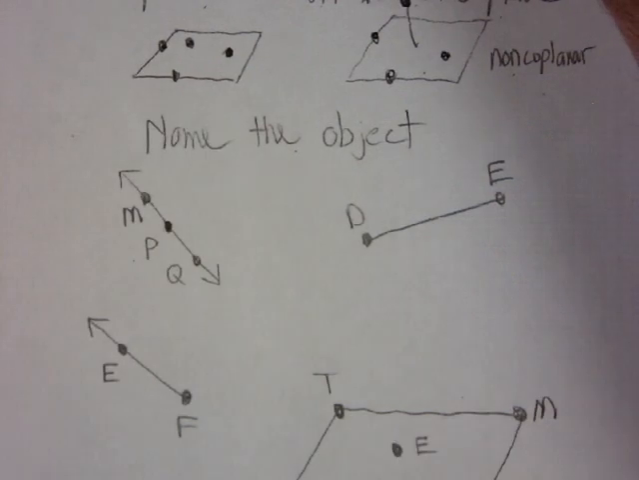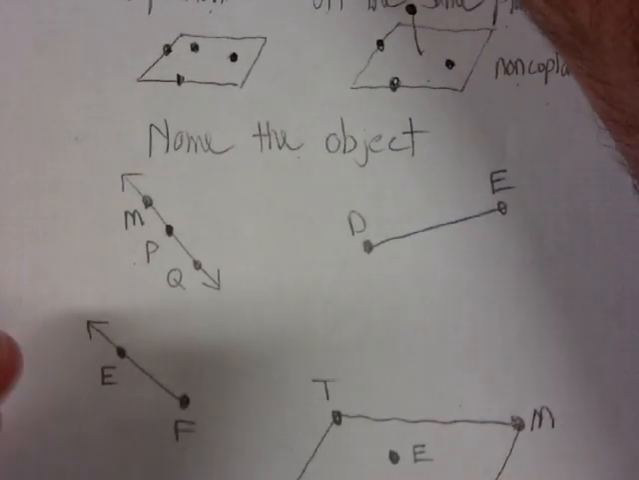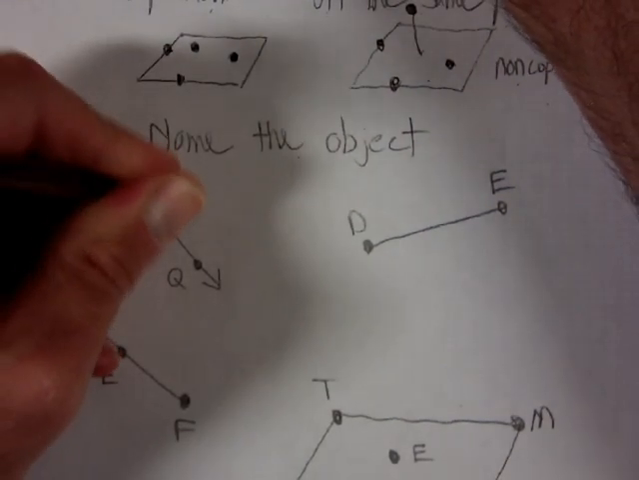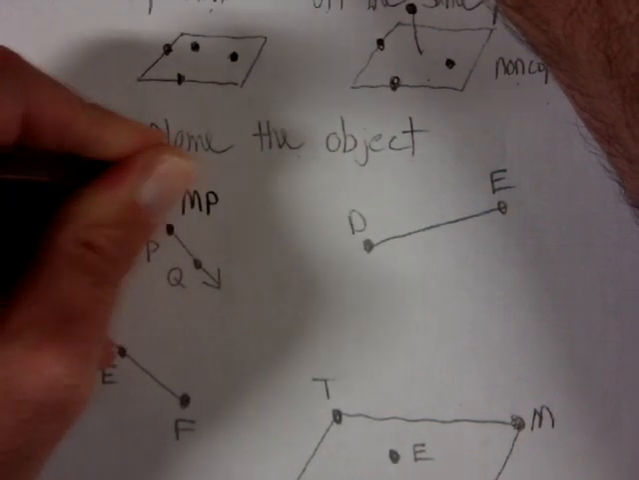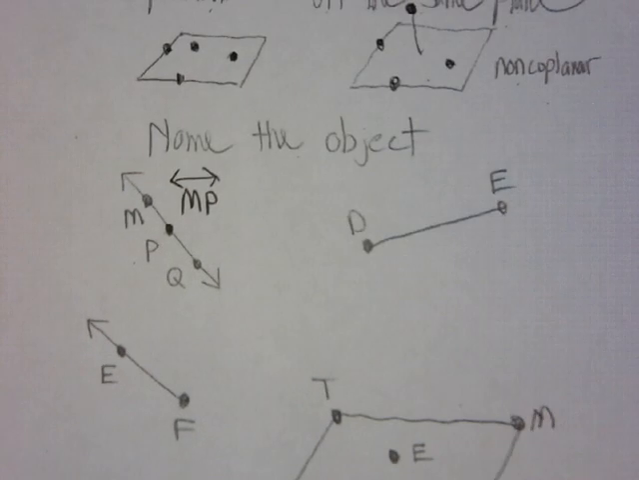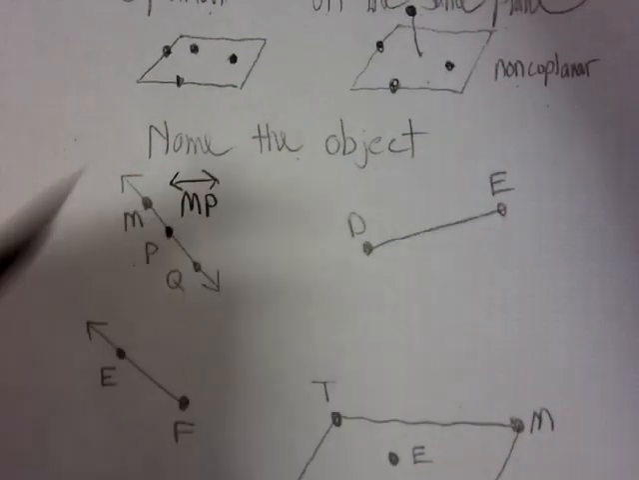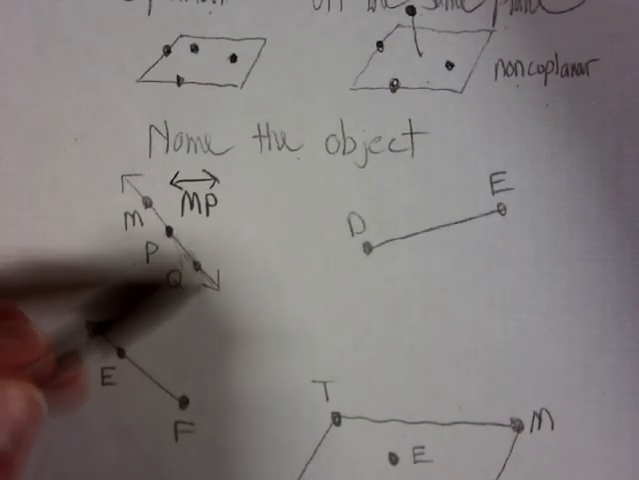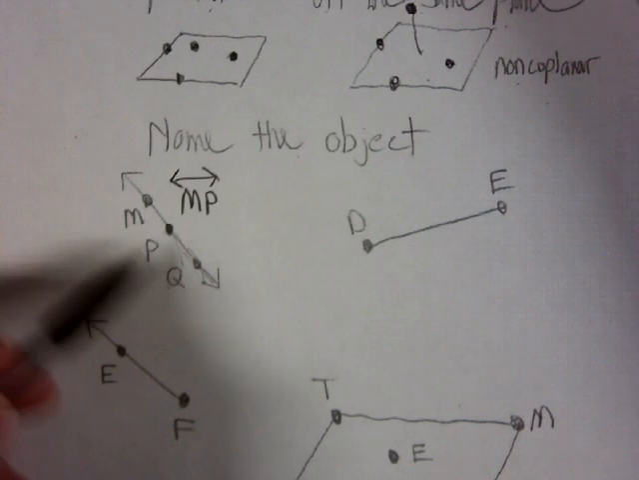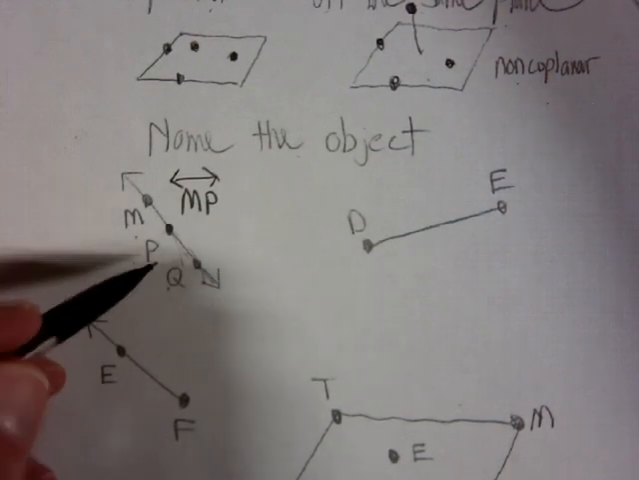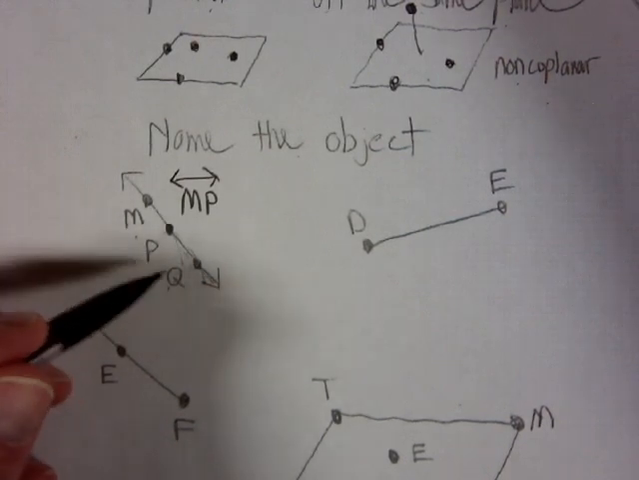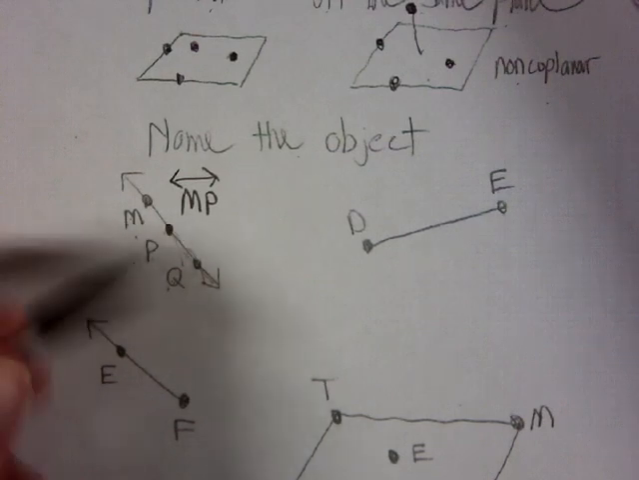So I can take any 2. If I wanted to, I could name this line MP. Line MP. Remember, make sure you put the line symbol above it or it's not correct. Line MP. By the way, that's not the only correct answer. You could also call this line PQ, line QM, line PM, and so on.